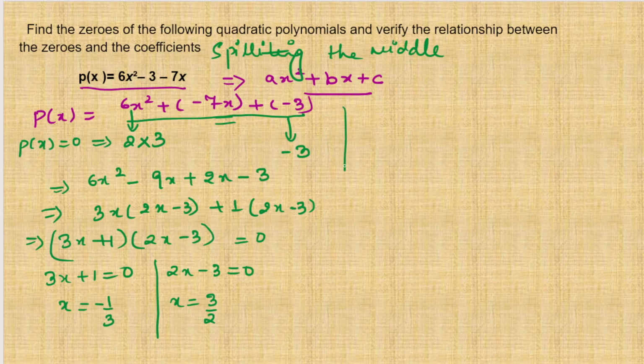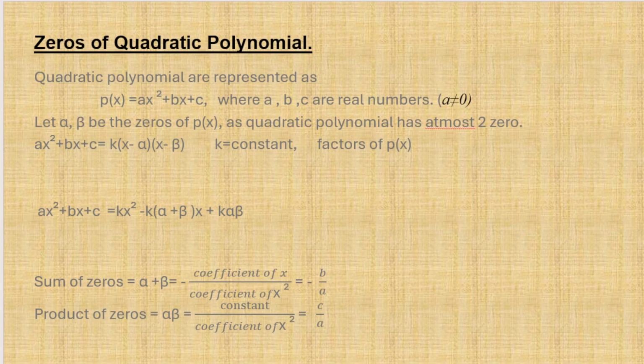Now, what we have to do? We have to verify the relationship between zeros and coefficients. What is the relationship between zeros and coefficients of a quadratic polynomial? It is this. We have already discussed this topic. If you have not gone through it, please check the playlist of our channel. You can go from the link.